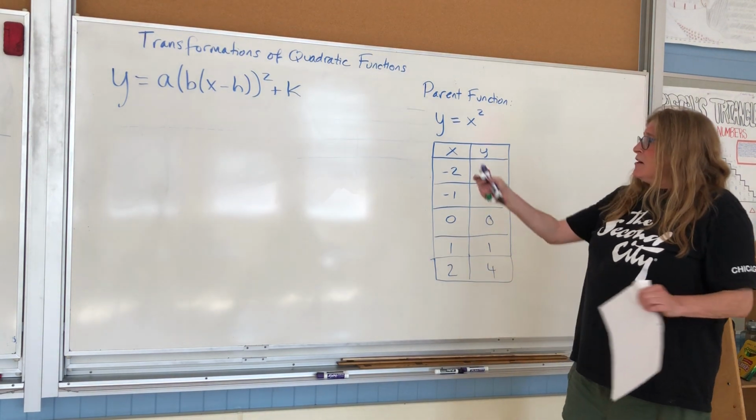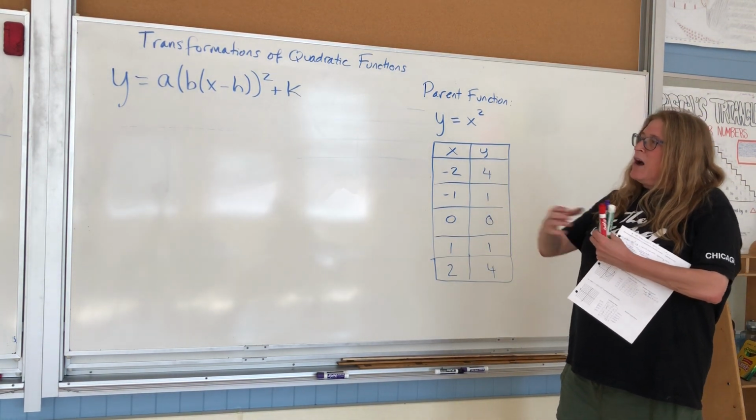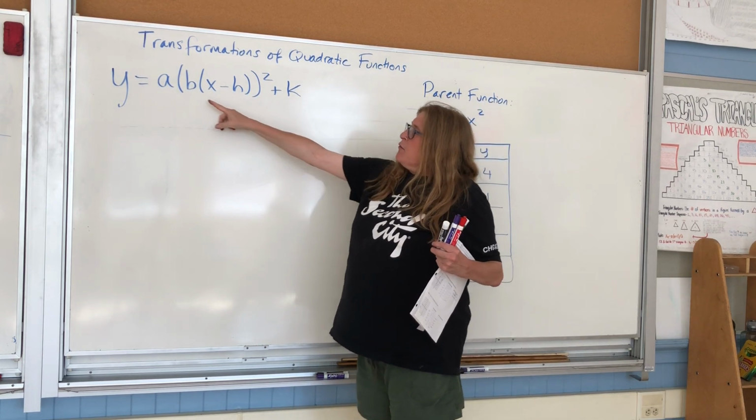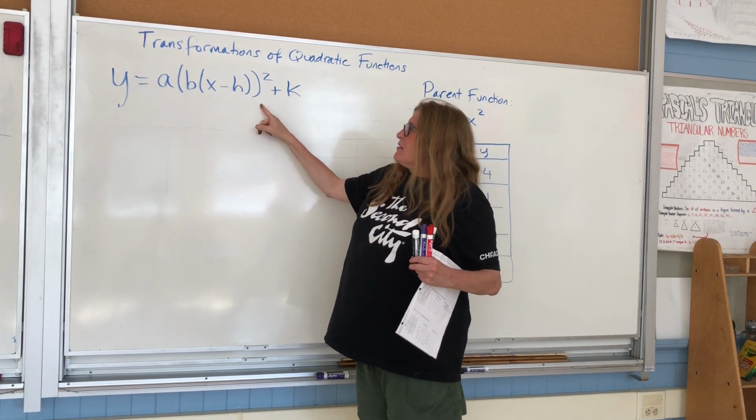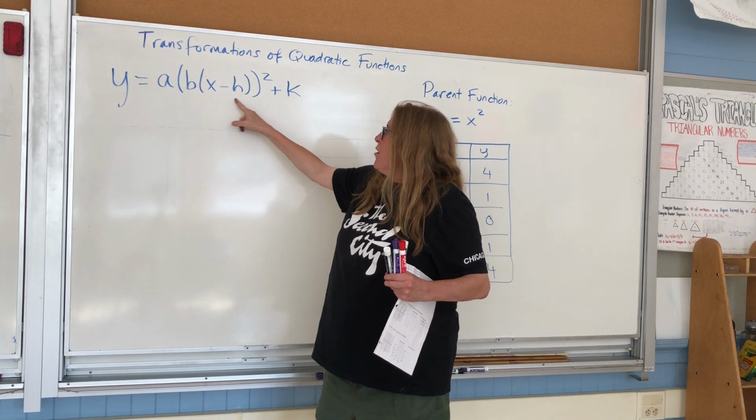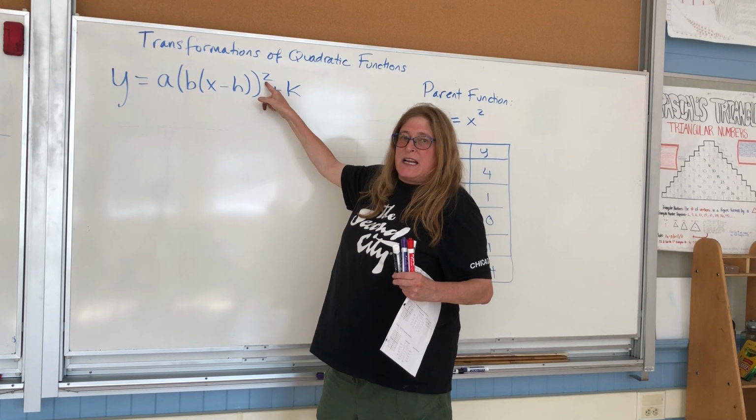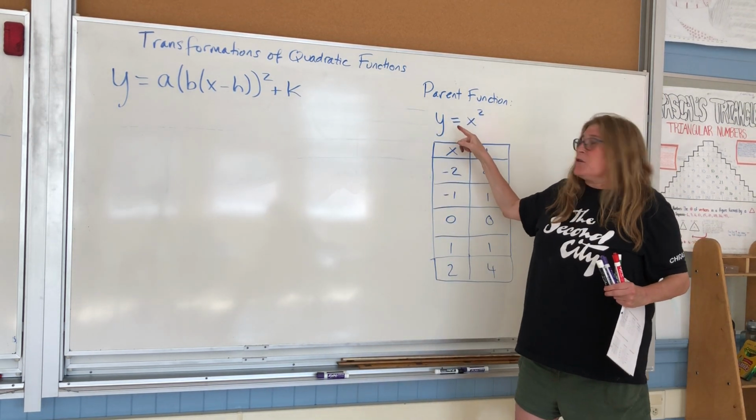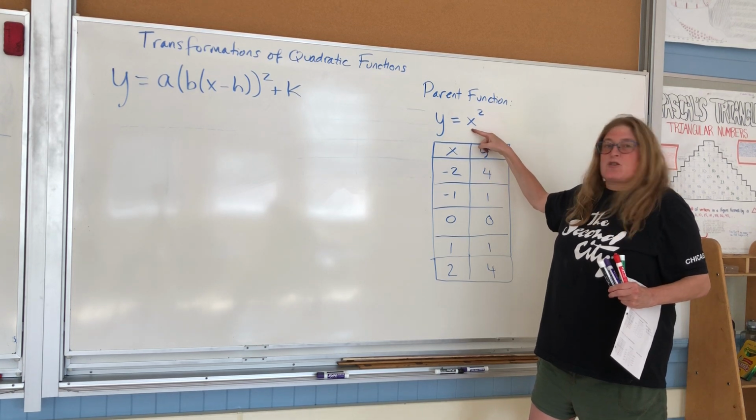Okay guys, so here are our notes right here. I want to quickly remind you what this A, B, H, and K thing is. Before we did this with absolute value, so notice it's a little different this time. Instead of absolute value, we now have this quantity squared, right? Because a quadratic is squared. So the parent function of a quadratic is y equals x squared.